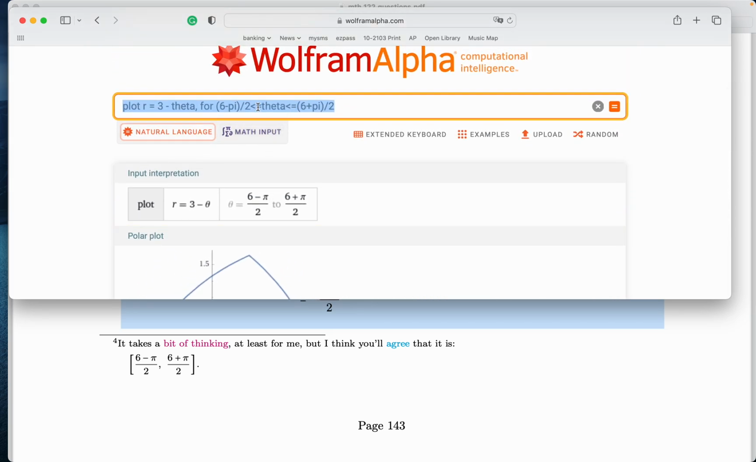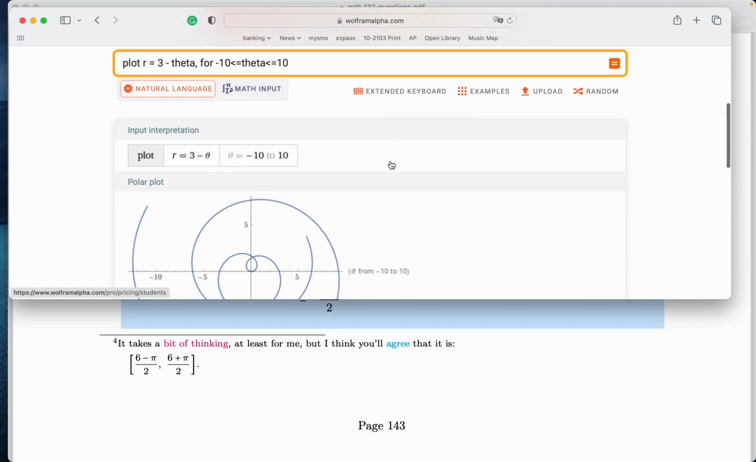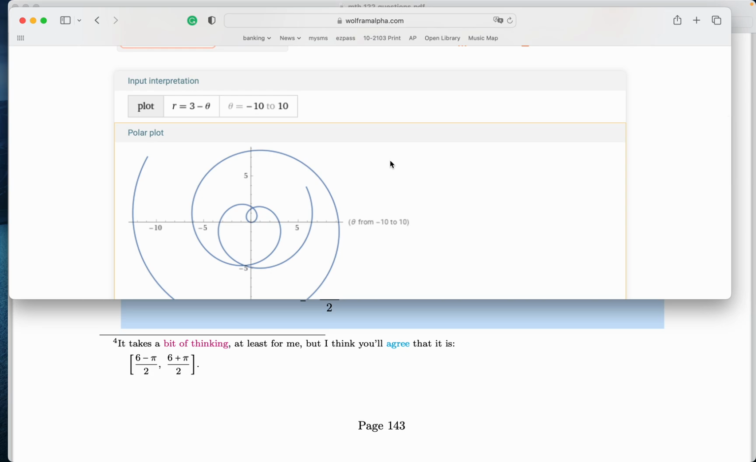Certainly, you've seen something. You might want to change these parameters around and say, what if I did minus 10 to 10? And you can get a different picture. Let's take a look at what it does. You see this over here. And it's kind of interesting.